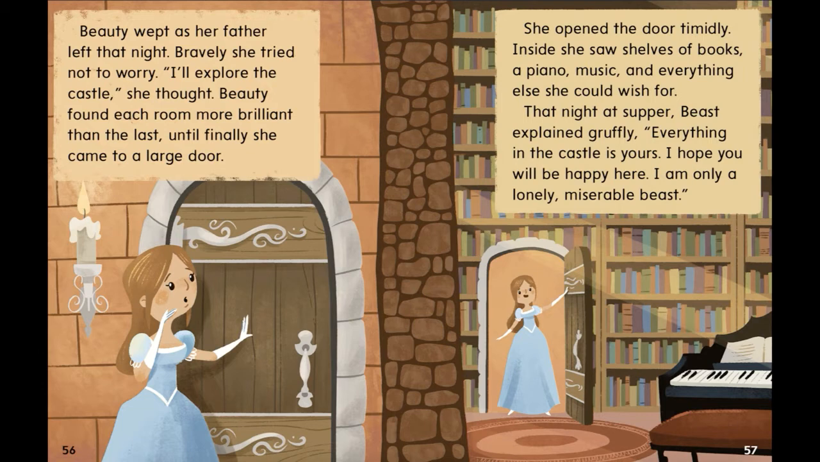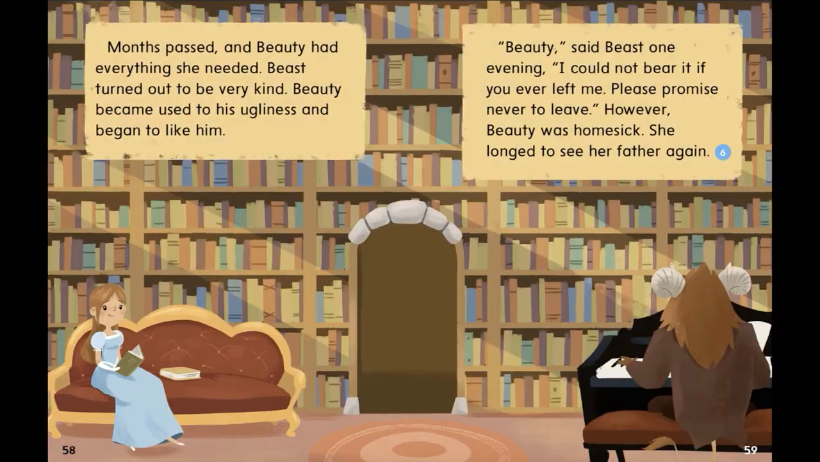Beauty found each room more brilliant than the last, until finally she came to a large door. She opened the door timidly. Inside, she saw shelves of books, a piano, music, and everything else she could wish for. That night at supper, Beast explained gruffly. Everything in the castle is yours. I hope you will be happy here. I am only a lonely, miserable beast.